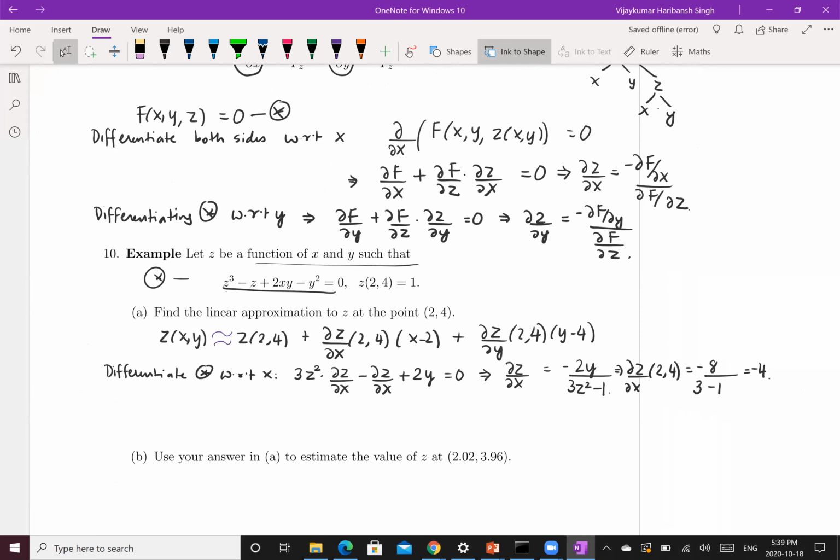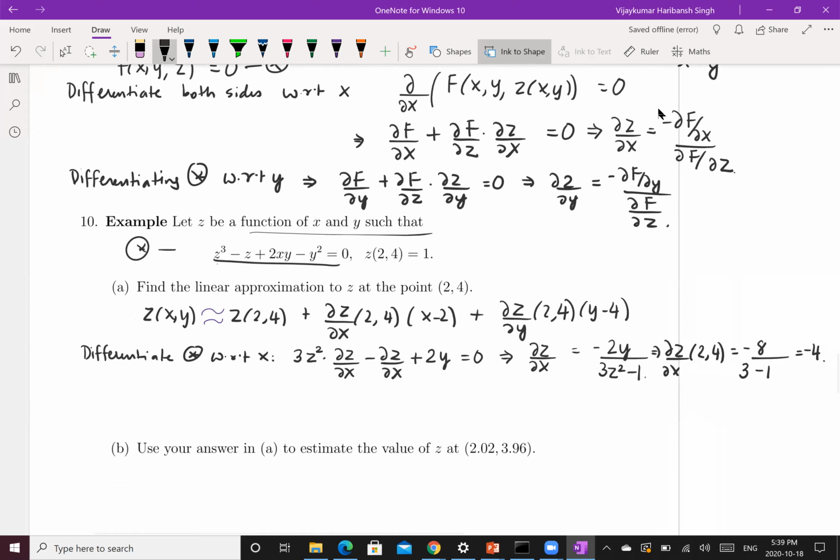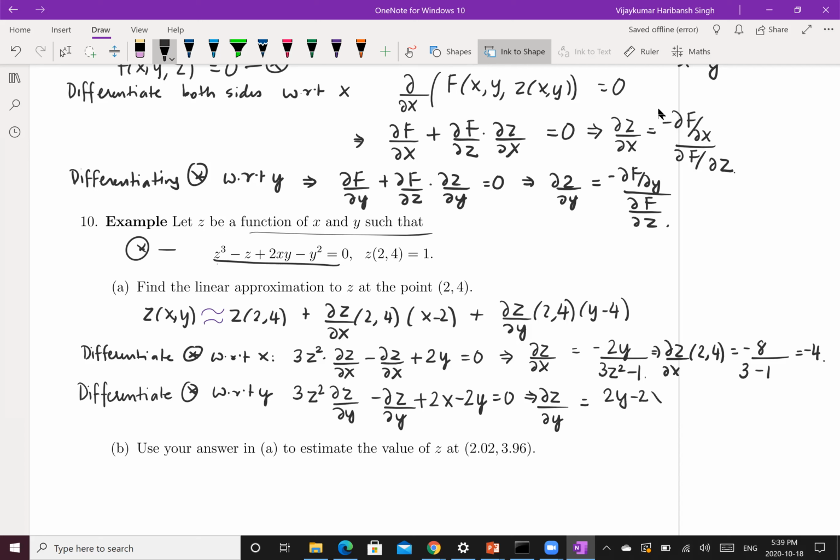So now the other one is we'll differentiate star with respect to y. So again, we'll differentiate this with respect to y. So we get 3z squared partial derivative of z, dou z by dou y, minus dou z by dou y. Now derivative of that is simply 2x. Derivative of minus y squared is minus 2y, equals 0. So this gives us partial derivative of z with respect to y is going to be 2y minus 2x, just bringing this on the other side, divided by 3z squared minus 1.